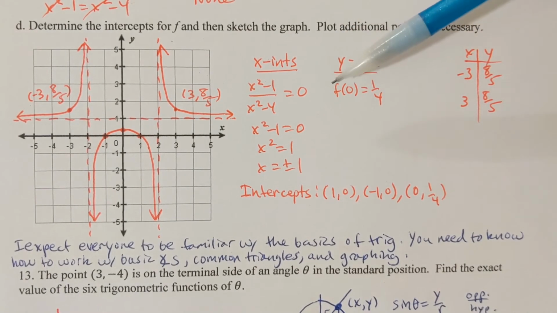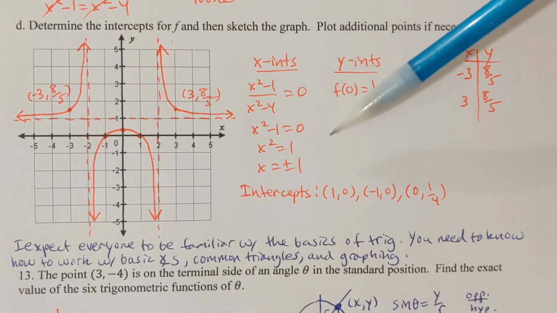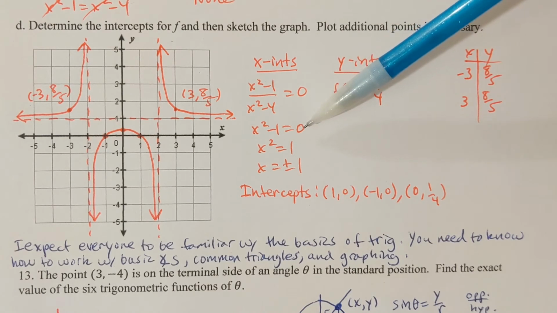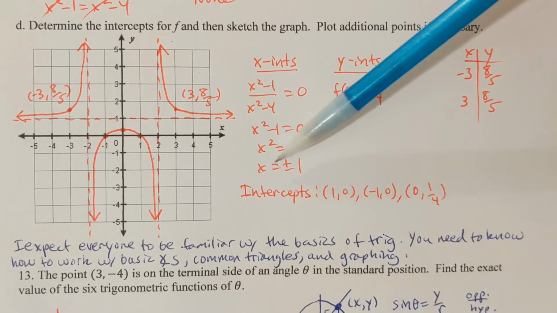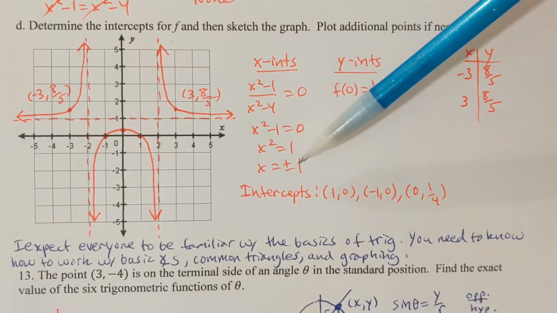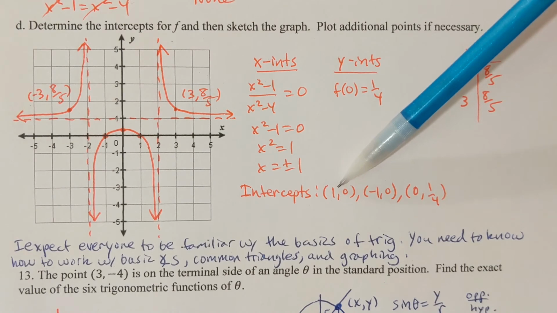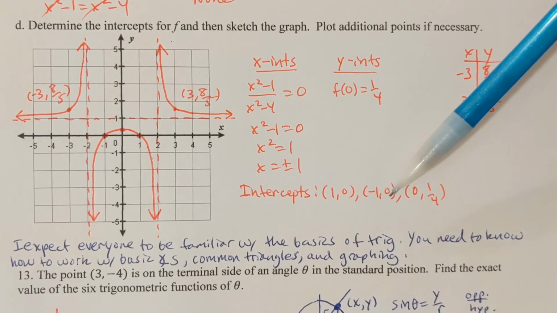So I'm doing that. Multiply both sides by x squared minus 4. That'll clear out the fractional form on the left. x squared minus 1 equals 0 means that x squared equals 1. If you take the square root of both sides, then x would be plus or minus 1. Don't forget about the plus or minus there. So we're going to have two x-intercepts at (1, 0) and (-1, 0).